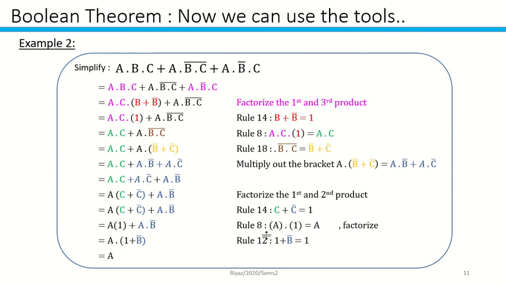And you use rule number 8, which is a times 1 is a. So you're going to a times 1 is going to a. And use rule number 12, 1 plus b bar equals 1. So 1 plus b bar equals 1, and a times 1 becomes a again. So that's why, when you simplify from here, it becomes only 1 gate at the end.